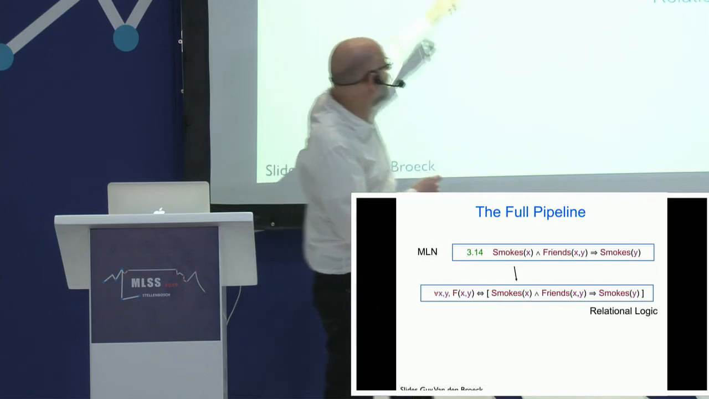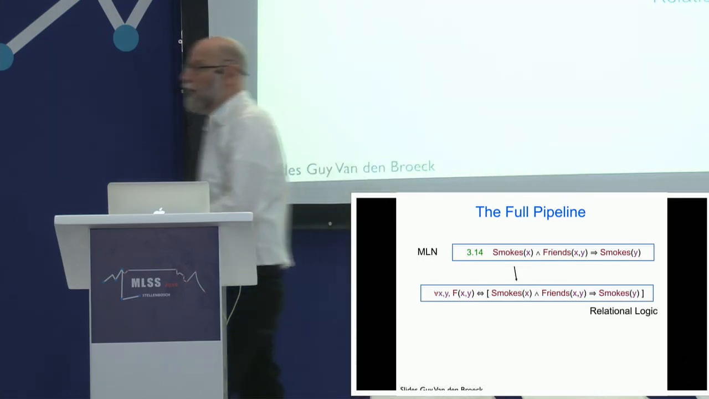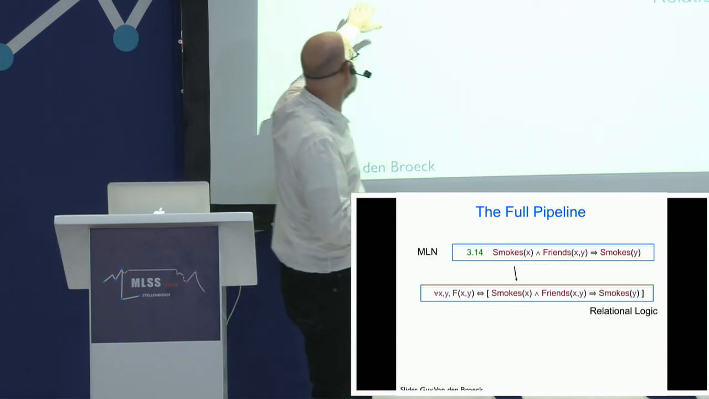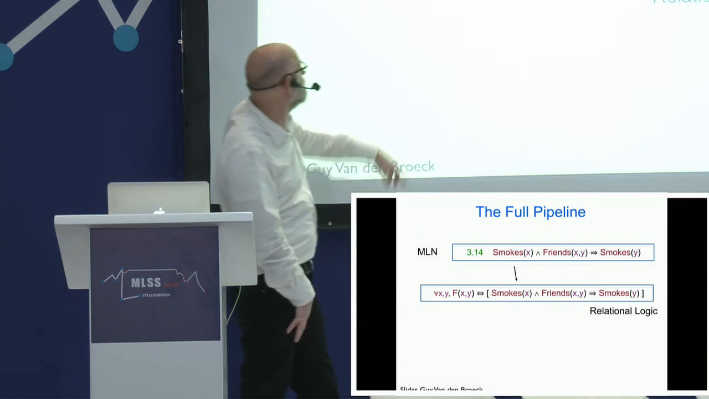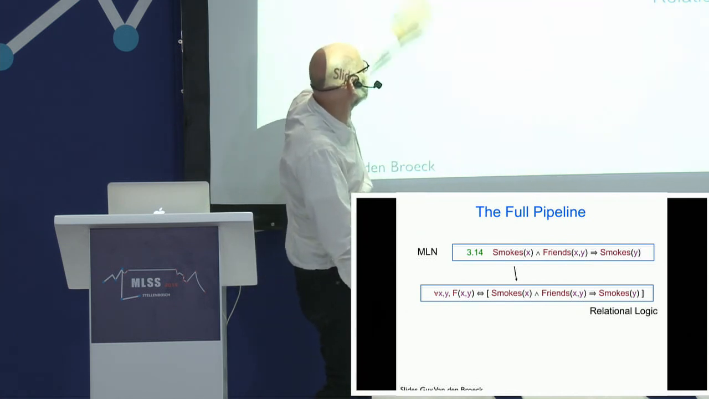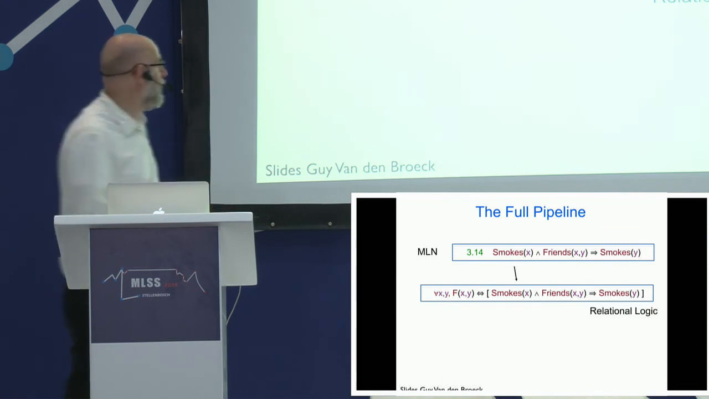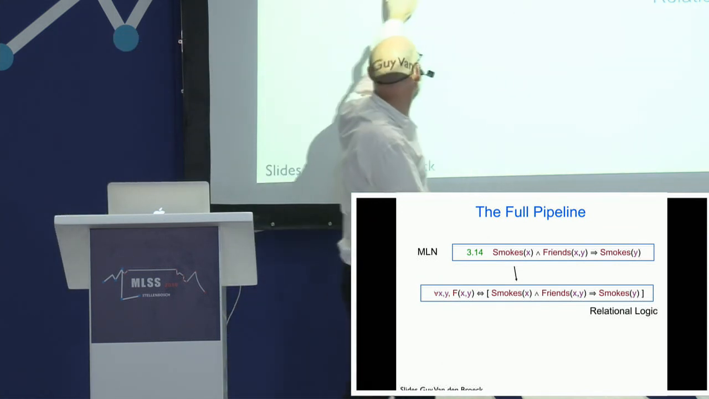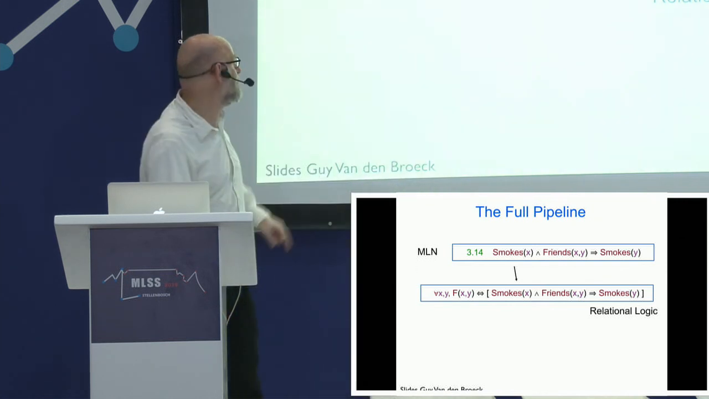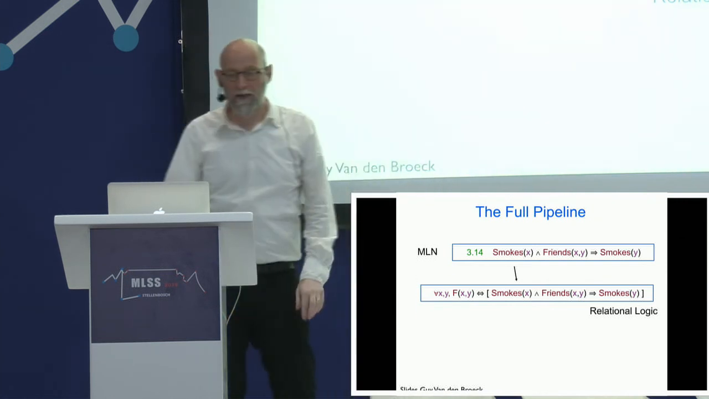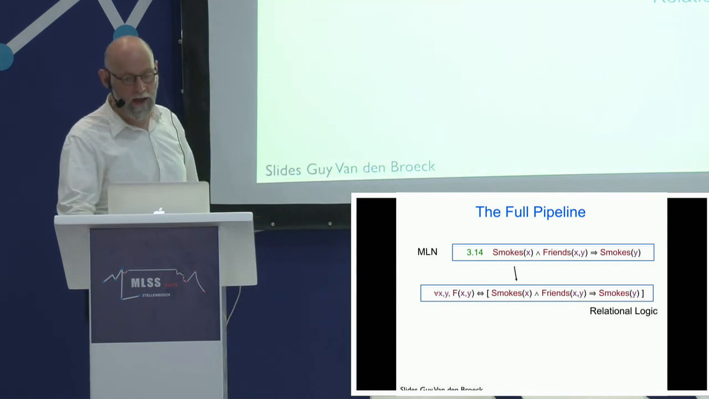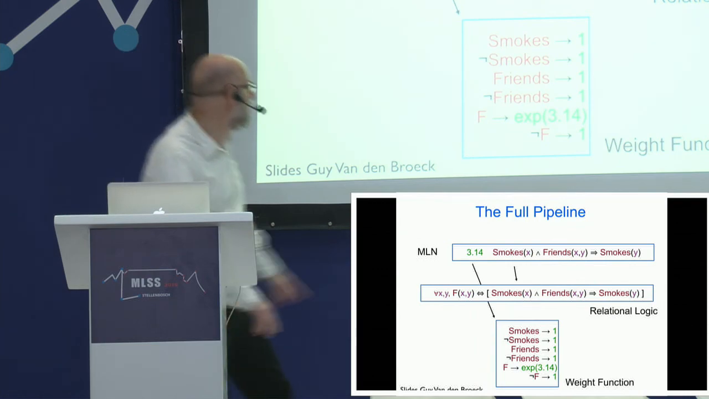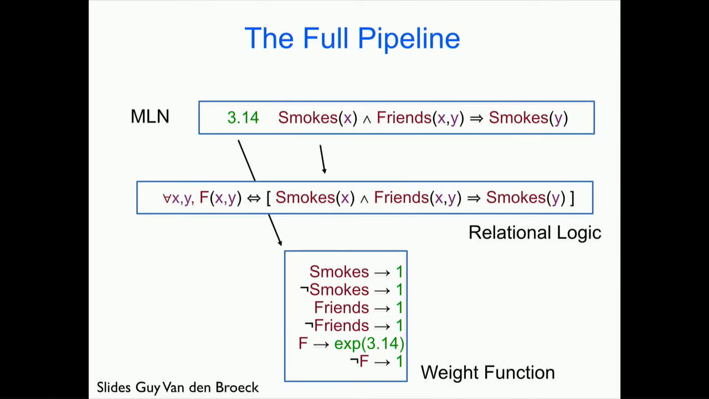All you have to do is, for each of the rules in the Markov logic formula, introduce a hard logical formula which says the formula is true. You would include the variables there. The formula is true if and only if this F is true. And then you put the weights on the F. F is going to get the 3.14, in a sense, not F is going to get 1. And all of the others are going to get a 1. And then you can show that you have reduced Markov logic to a first order weighted model counting problem.